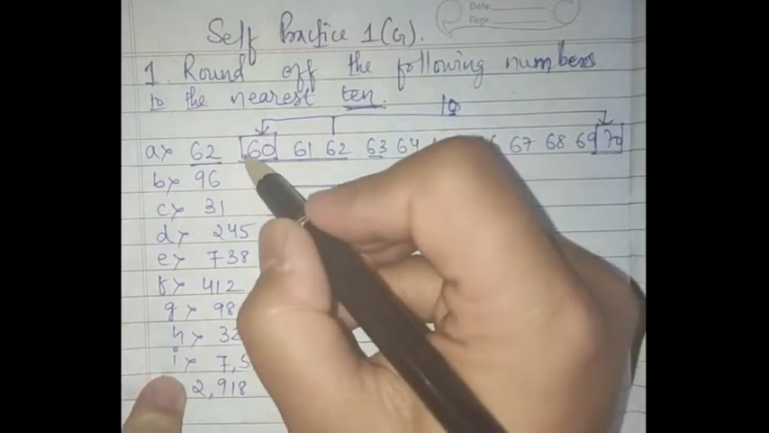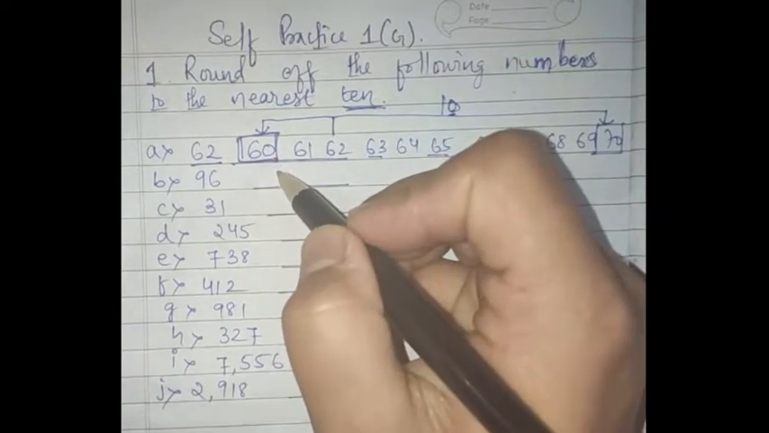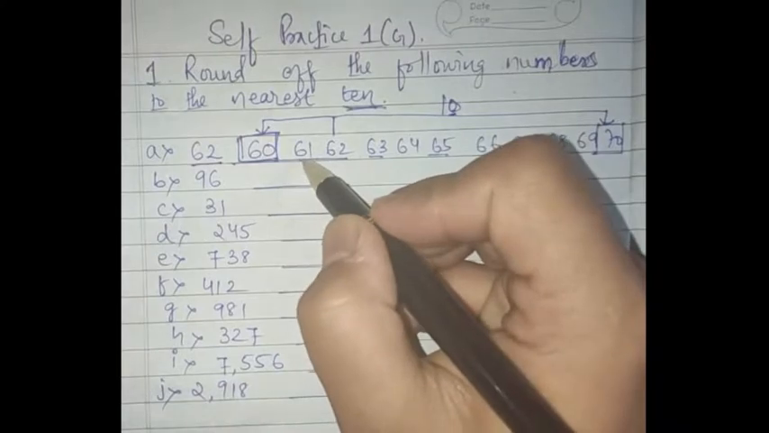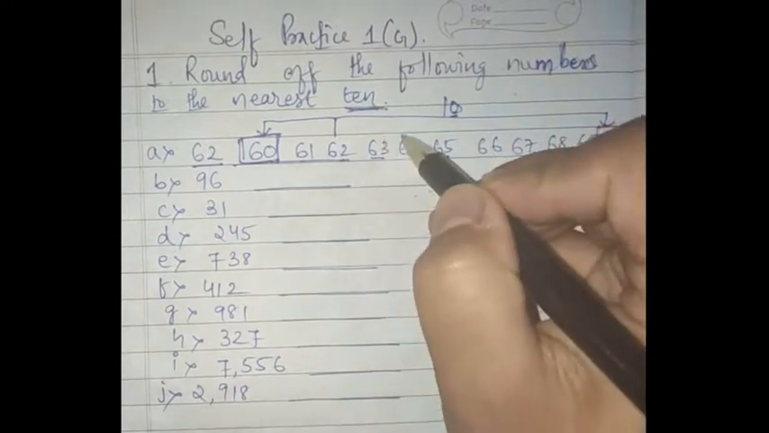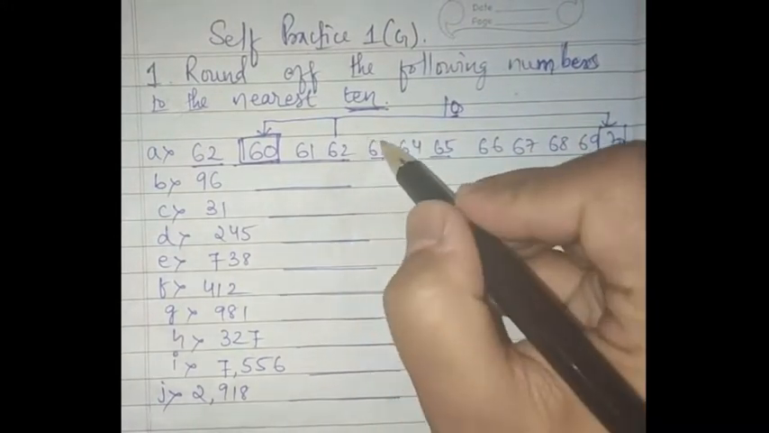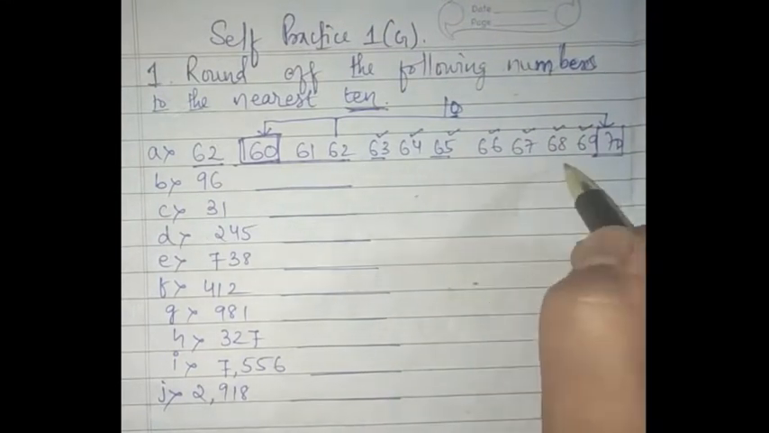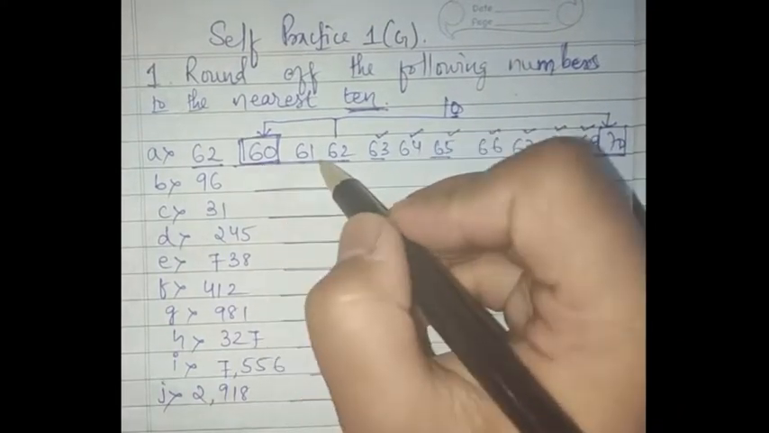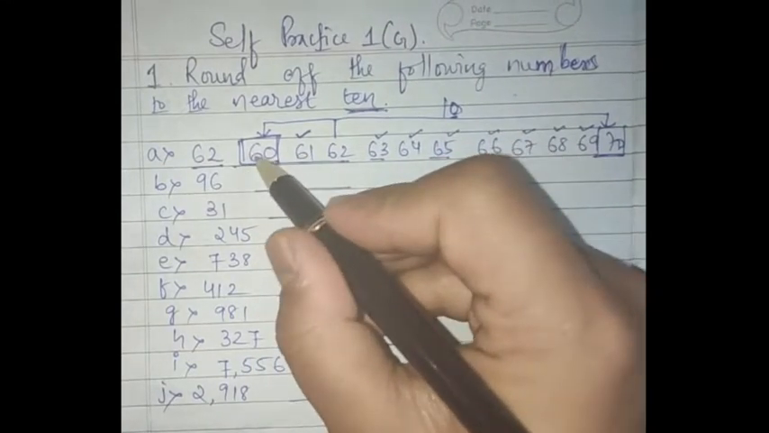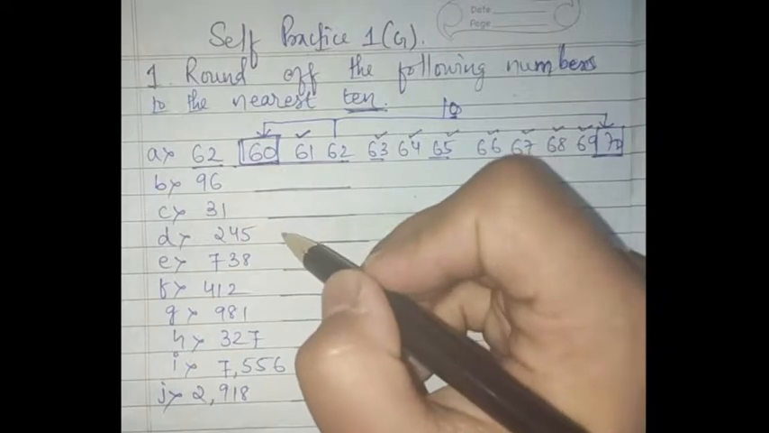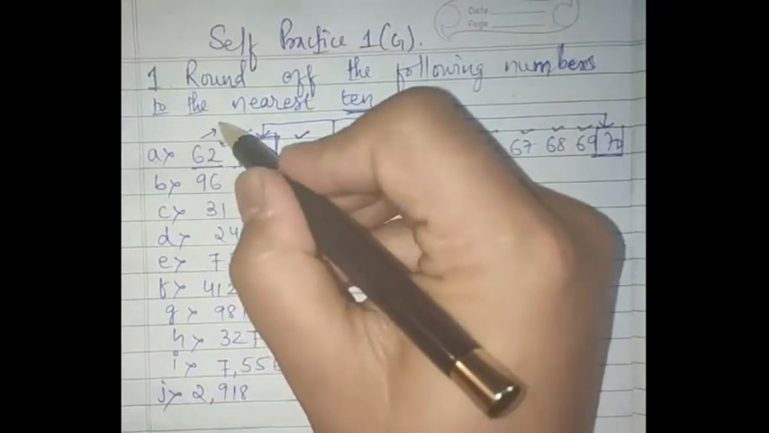I will choose 60. Even you will choose 60, because 60 is nearest to 62 compared to 70. To reach 70, how many numbers do you have to cross? 1, 2, 3, 4, 5, 6, 7, right? After crossing 7 numbers you get 70. But to get 60, after one step back only we will get 60. So 60 is the nearest 10 of 62. So the answer is 60.